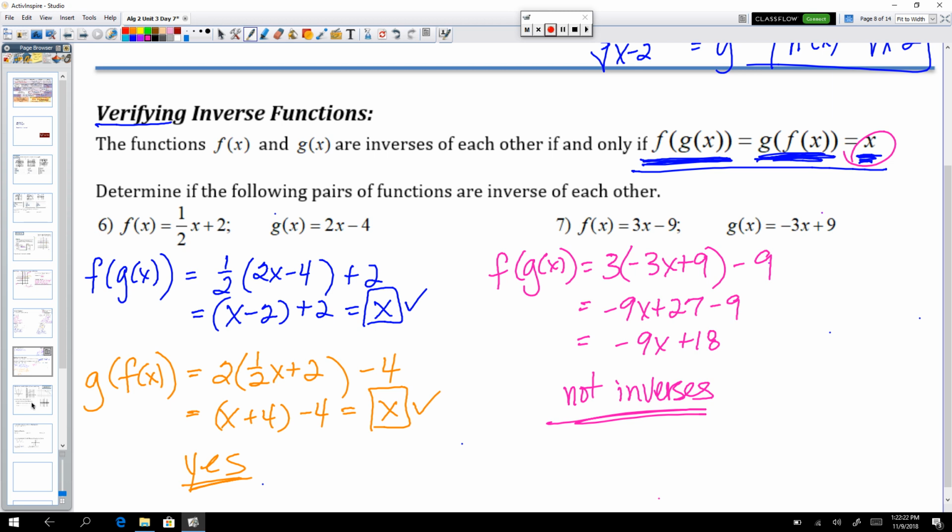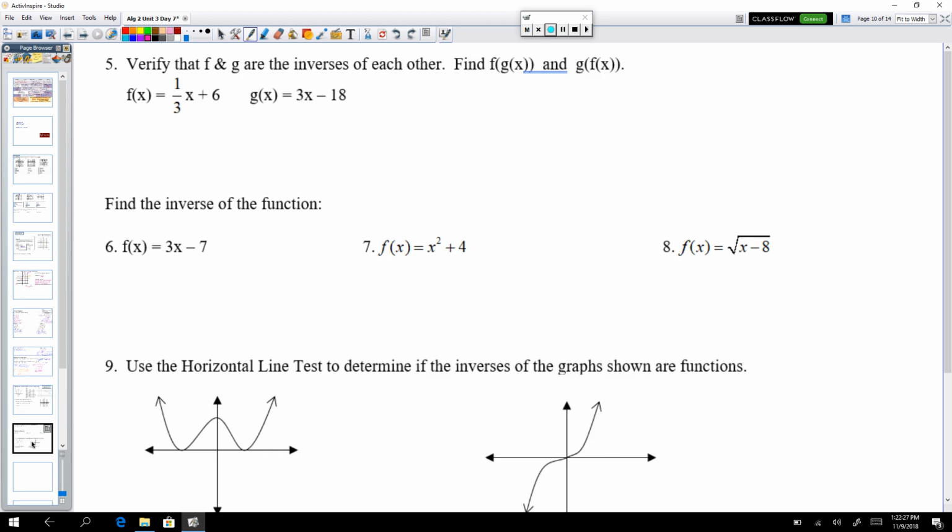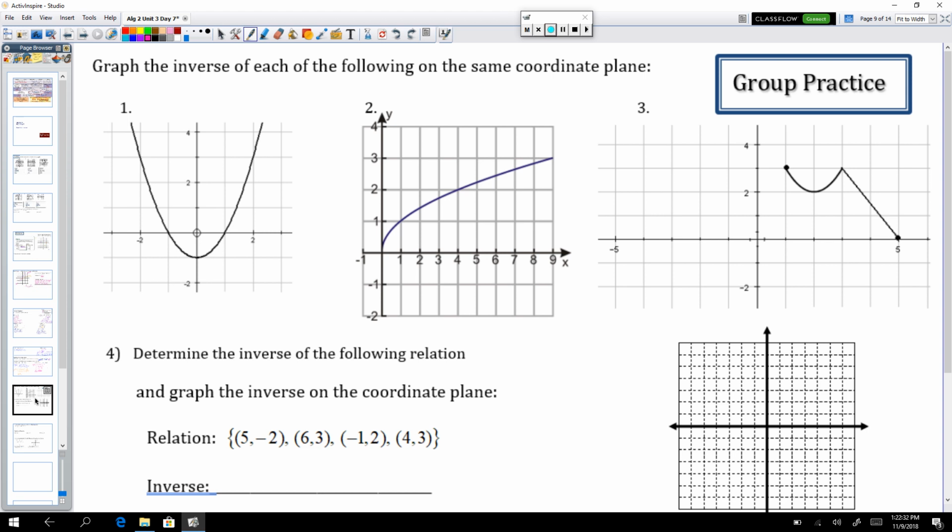Now, you are going to try the group practice on your own. Try these problems on your own and check your work against the key. If you have any questions about this, get with your teacher before the quiz and the test.